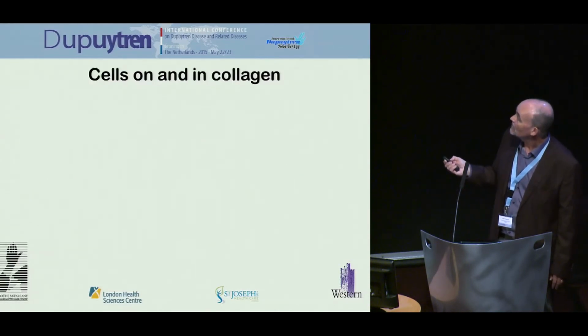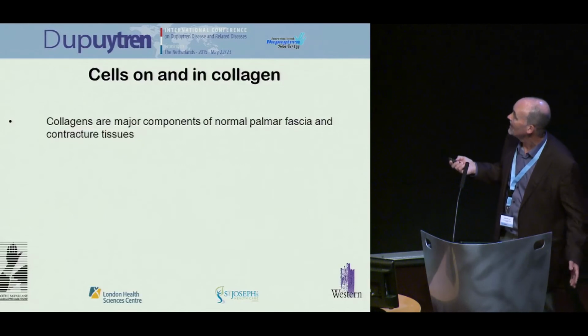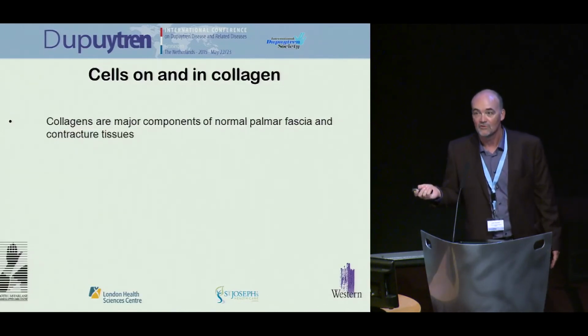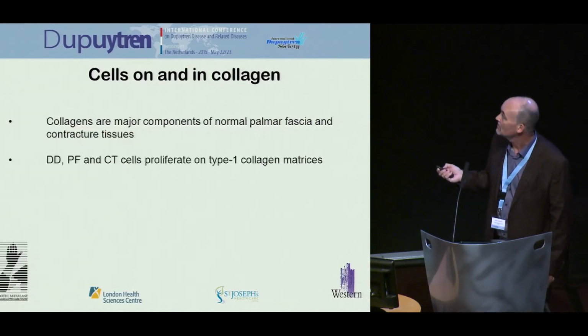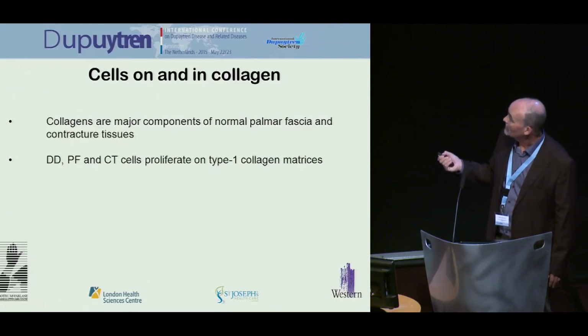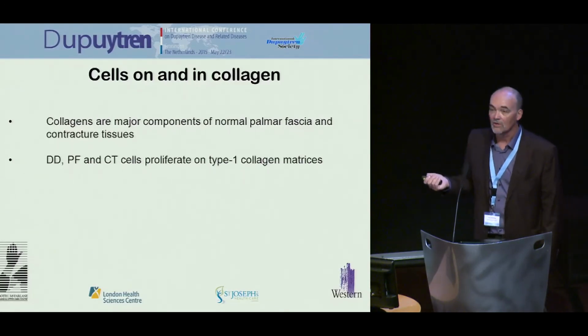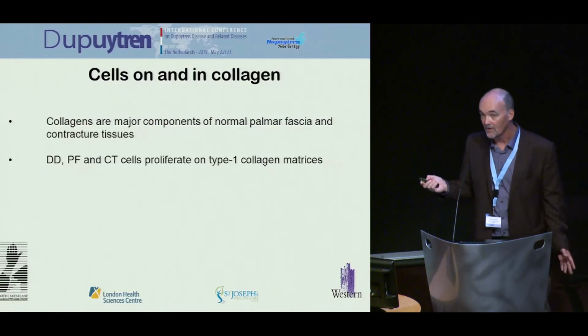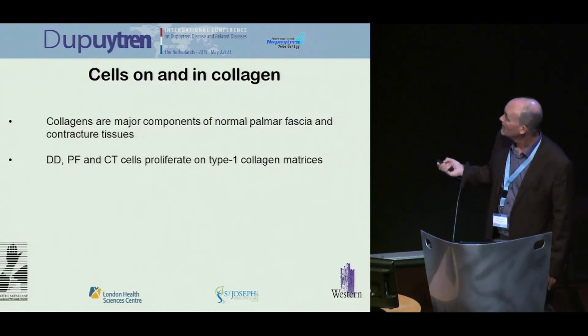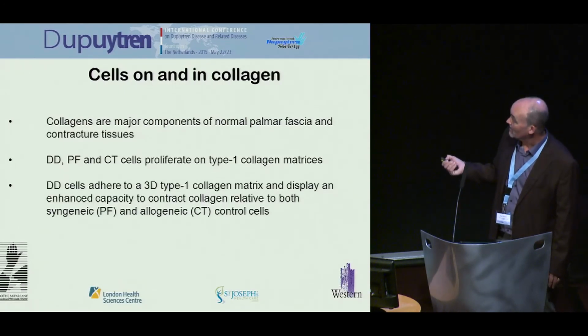So we tried growing cells in or on collagen. Of course, collagens are major components of the fascia and of connective tissues, both normal and fibrotic, as I've mentioned to you. And all of these cells proliferate quite nicely on type 1 collagen matrices, to different levels, admittedly, but they all proliferate and they don't die readily. The cells are, in fact, very adherent to this collagen matrix, and the Dupuytren disease cells in particular display an enhanced capacity to contract collagen.